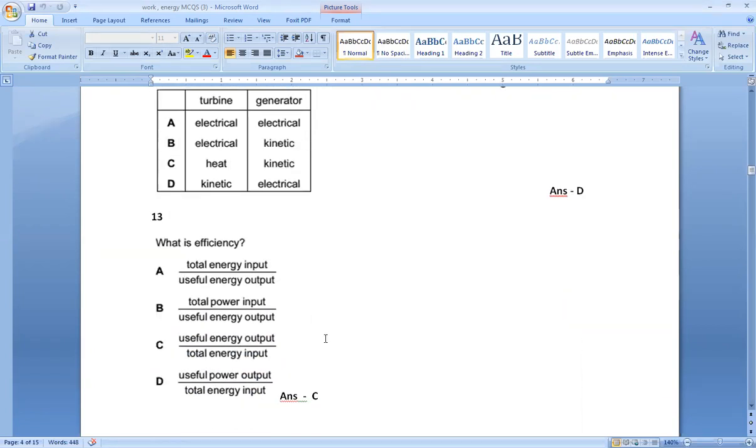Number 13 says, what is efficiency? So you know it is a ratio between output to input. Useful output energy to total input energy. So my option is C, useful energy output to total energy input.